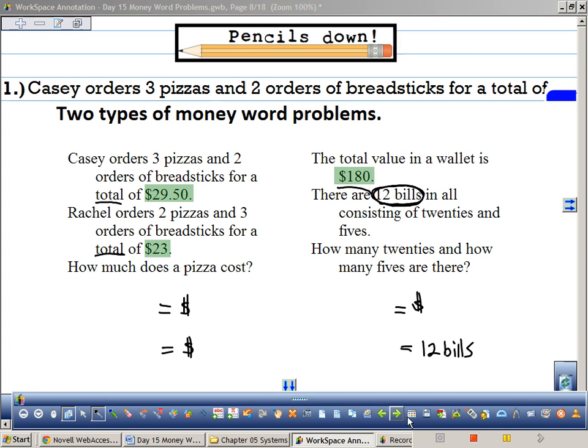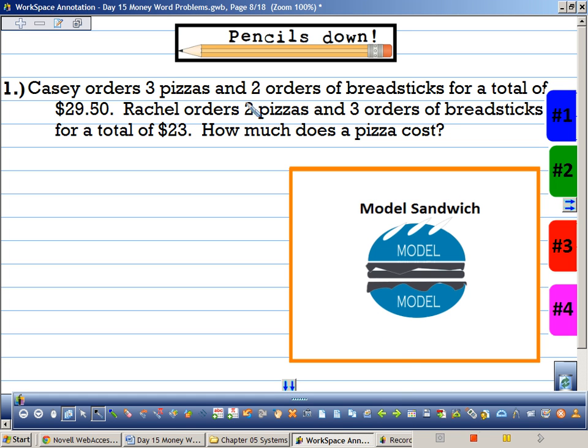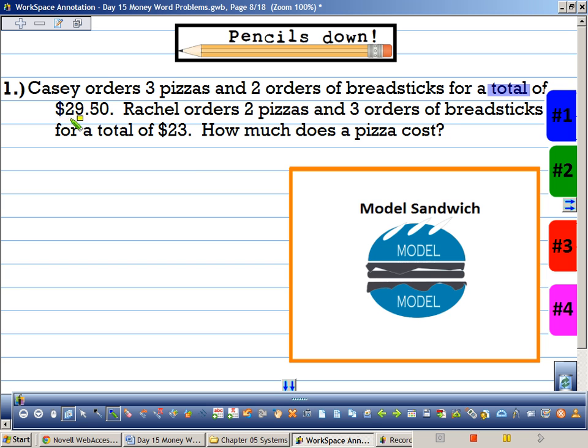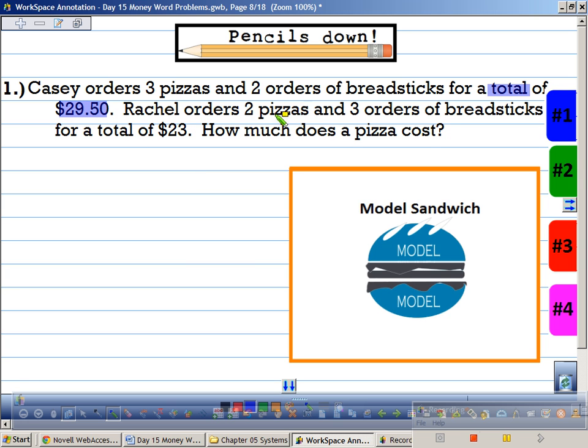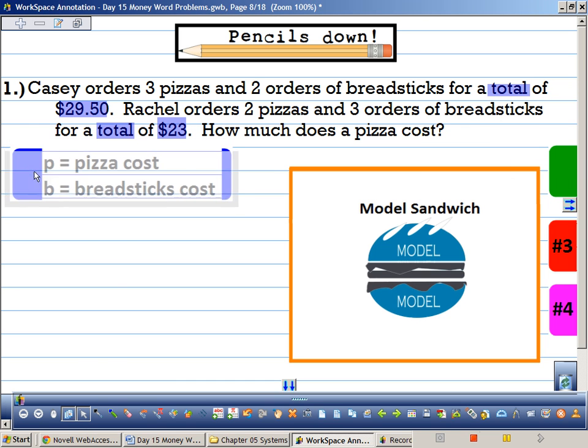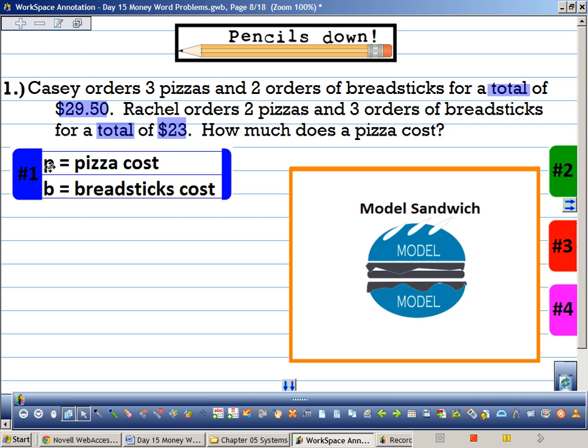So let's investigate this as we work through these problems. I'm going to ask you this question again and again. Casey orders 3 pizzas and 2 orders of breadsticks for a total of, every time I see total, I like to just circle total, of $29.50. Rachel orders 2 pizzas and 3 orders of breadsticks for a total of $23. How much does a pizza cost? So the first thing I'm going to do is define my variable. Pizzas are P, breadsticks are B.